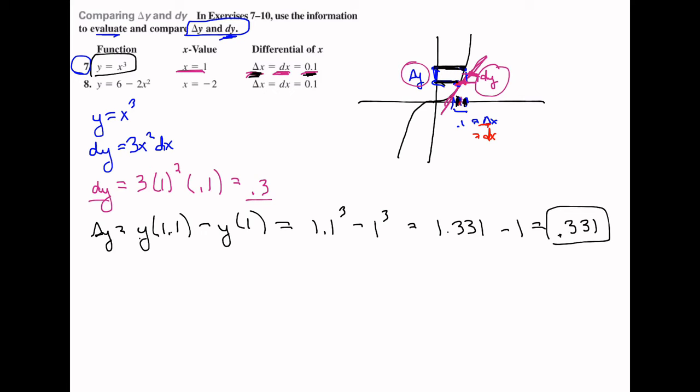So, do we see what we saw in the picture? I believe we do. This value is smaller than this value. Your dy was a very good approximation for delta y, but it was smaller. And you could see that from the picture. All right, and because this is a video, you can go back and replay that and try to make some more sense. All right, so what I want to do now is number 8.